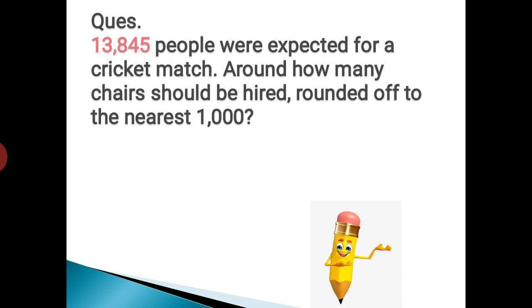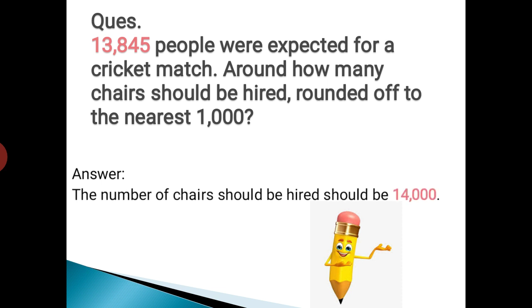So what should be its nearest 1,000 now? Just think of the steps. Whenever we need to round off to the nearest 1,000, which place do we check? Yes, the digit at the hundreds place. Here, which digit is at the hundreds place? The digit 8 is at the hundreds place, and it is more than 5. So what should we do? We'll add 1 to the thousands place and make all these 0.